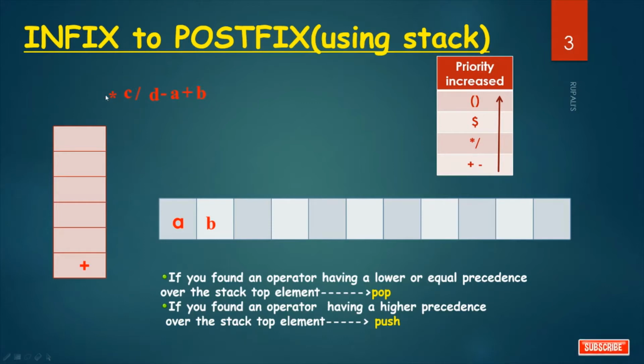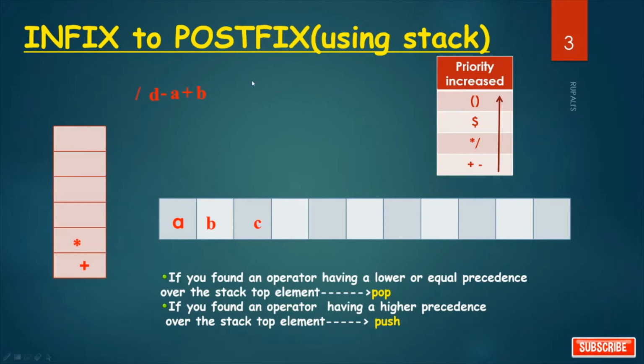So the incoming operator, into, has higher priority than plus. See here from this chart, into has higher priority than plus. So when the incoming operator priority is higher than the stack top element, which is plus, and the incoming operator into has higher priority than plus, then you have to push. So push into. Then comes C. C is an operand, so put it in the output string.